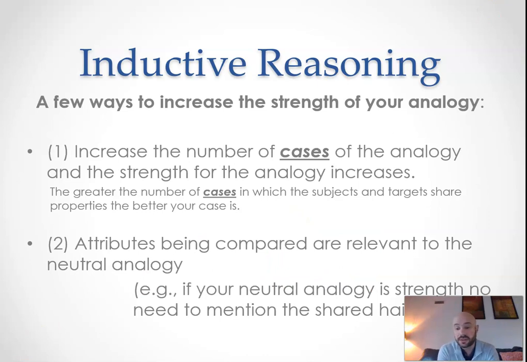There are a few ways to increase the strength of your analogical argument. One thing you want to do is first know what your source is and what your target is, and you're going to want to have attributes that the source and target share that are relevant to the neutral analogy. So whatever attributes they are, say 1 through 5, these attributes need to be relevant to having 6.